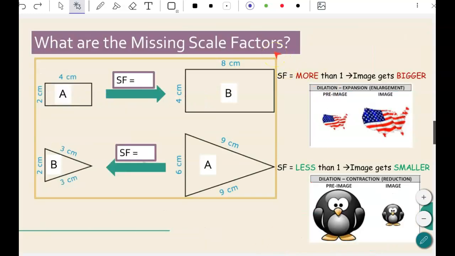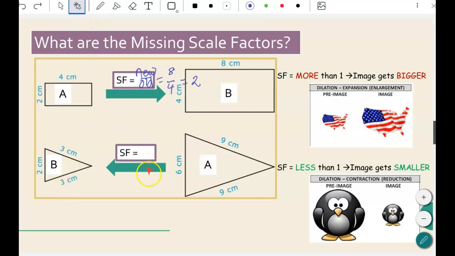So what are the missing scale factors here? So this A is the original one. It goes from 4, you can use any corresponding sides, 4 to 8. So remember the scale factor was new over old. So we're looking for the new length over the old length. The new length is 8. The old one is 4. So the scale factor is 2.